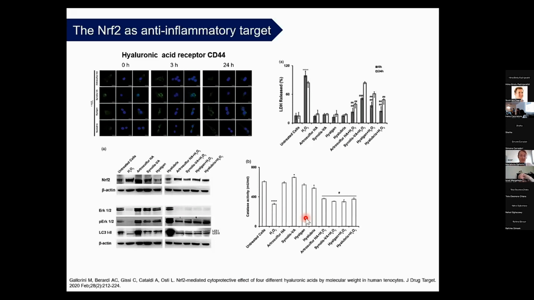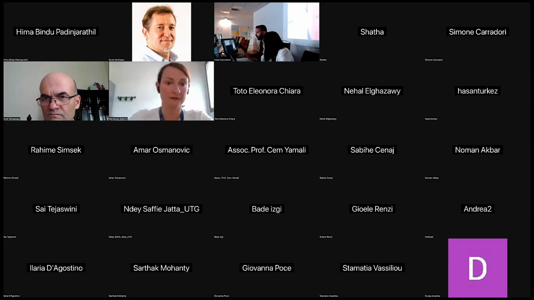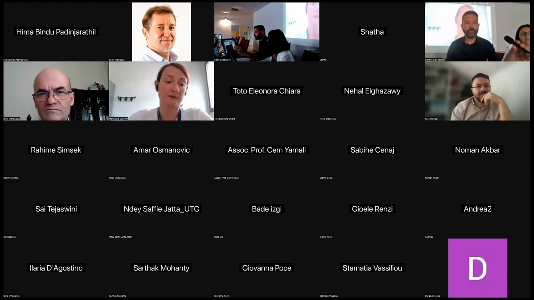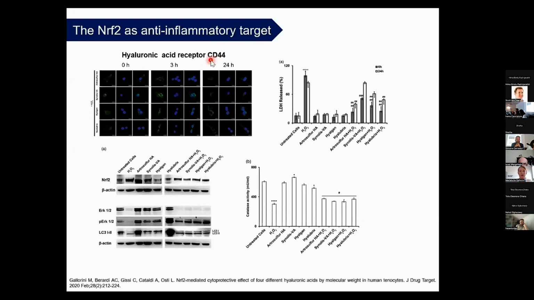So we treated tendon-derived cells at low doses to increase oxidative stress. However, hyaluronic acid is effective, but its role at a molecular level remains unclear. In particular, this work highlighted that each hyaluronic acid preparation can trigger a variety of responses. Here there is a cytotoxicity assay, the LDH release. There is an uptake of hyaluronic acid, because the hyaluronic acid receptor, CD44, is enhanced.